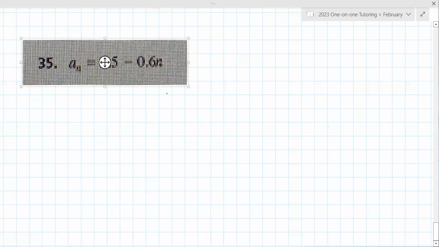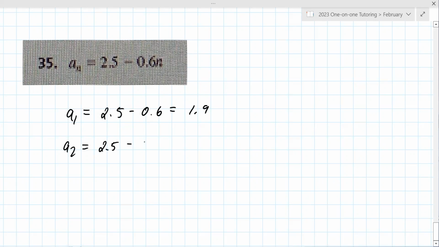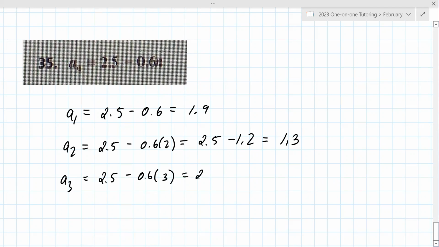So we'll just write out a few terms again here. A1 is 2.5 minus 0.6, which is 1.9. A2 is 2.5 minus 0.6 times 2, which is 2.5 minus 1.2, which is 1.3. And then A3 is 2.5 minus 0.6 times 3, which is 2.5 minus 1.8, 0.7. This is enough to see a pattern, and we'll talk about some summary after this question.